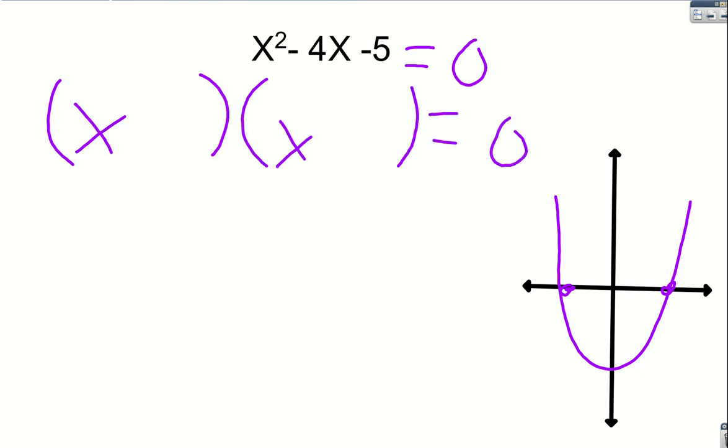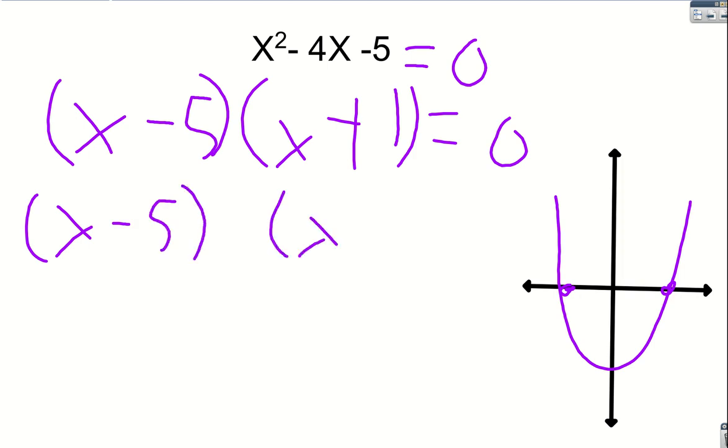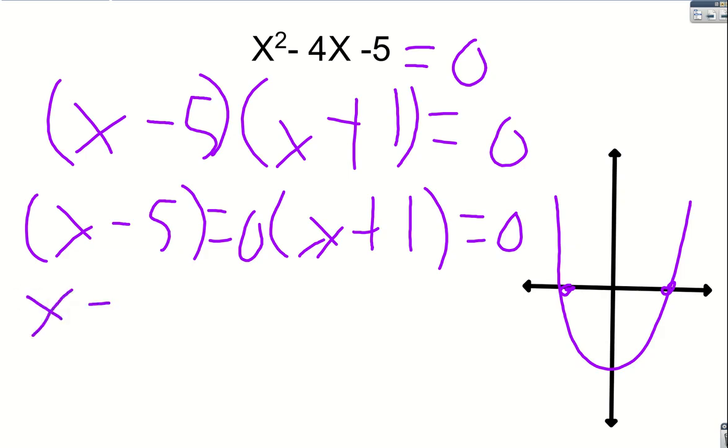and set those equal to 0. After we have both parts factored, we're going to set each factor equal to 0. And this is going to help us find our x-intercepts, because each factor is going to be equal to an x-intercept. So then I'm just going to solve for x.